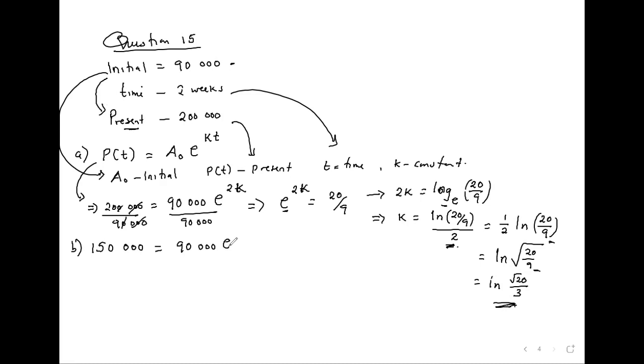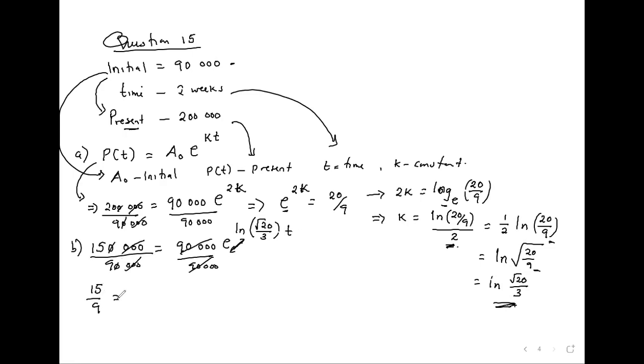Remember the constant we have found is the ln of the root of 20/3, and then time. So we're looking for time here. How do you look for time? Well, this drops, and this one will just remain with that constant there. As you divide by the initial 90,000, this cancels.